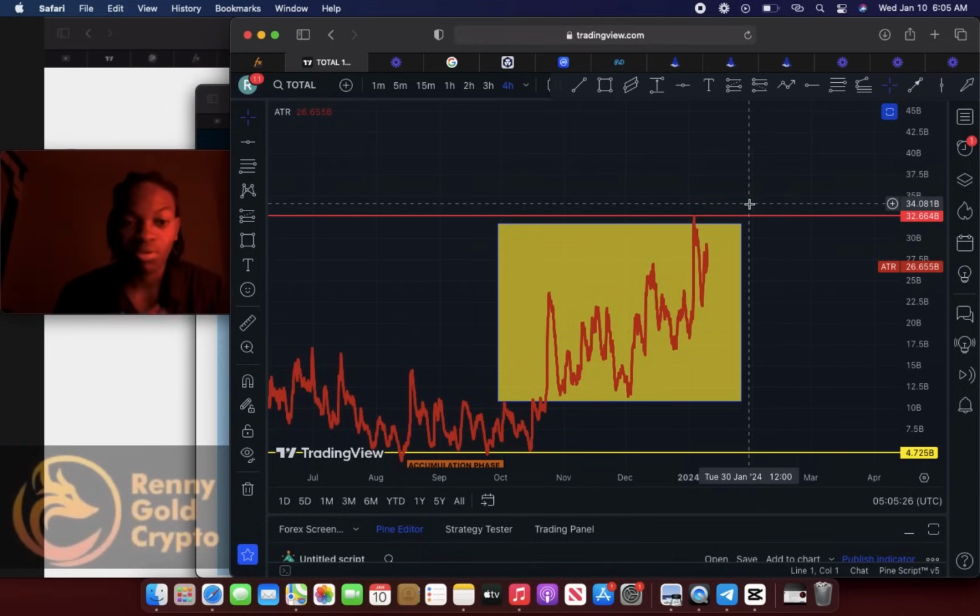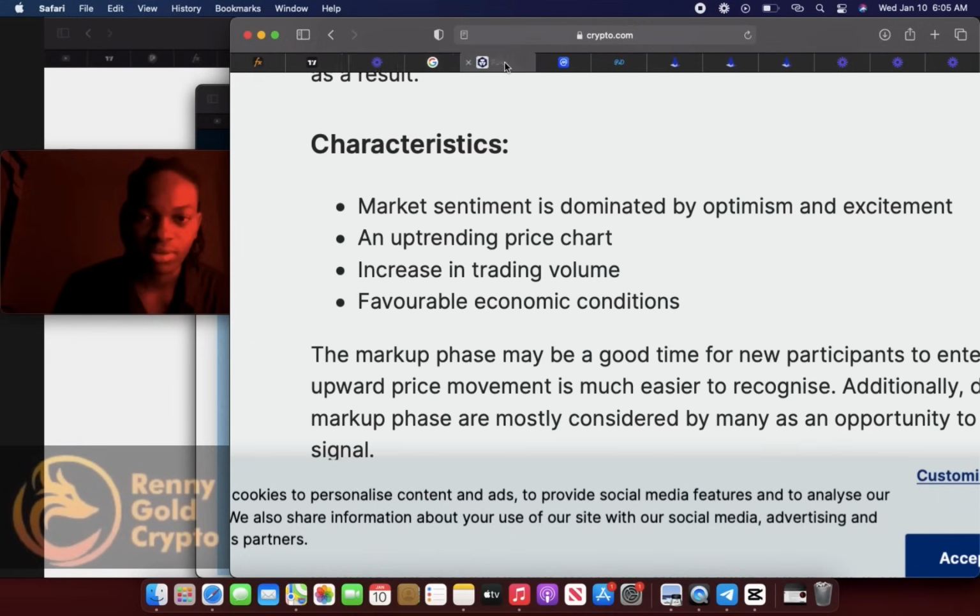So since this is the markup phase that we are in right now, what are you supposed to be doing right now? So let's go back right there. In the markup phase, you see that market sentiment is dominated by optimism and excitement, meaning that people are optimistic that the market is going to keep on increasing and making them money. And since we have Bitcoin halving around the corner, what is going to happen? The market is still going to keep topping.